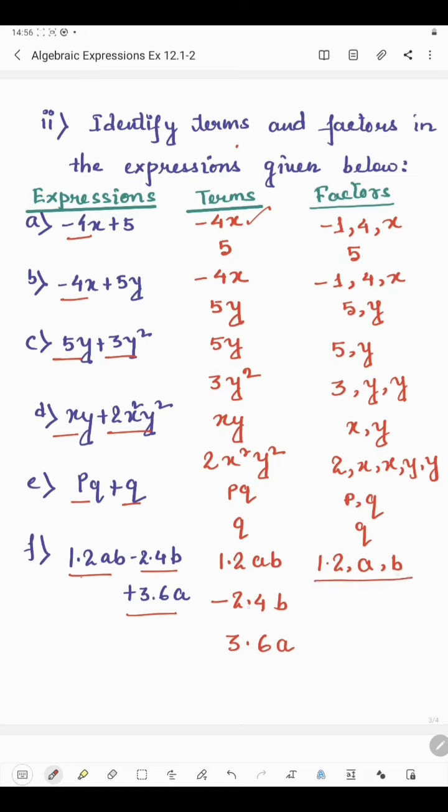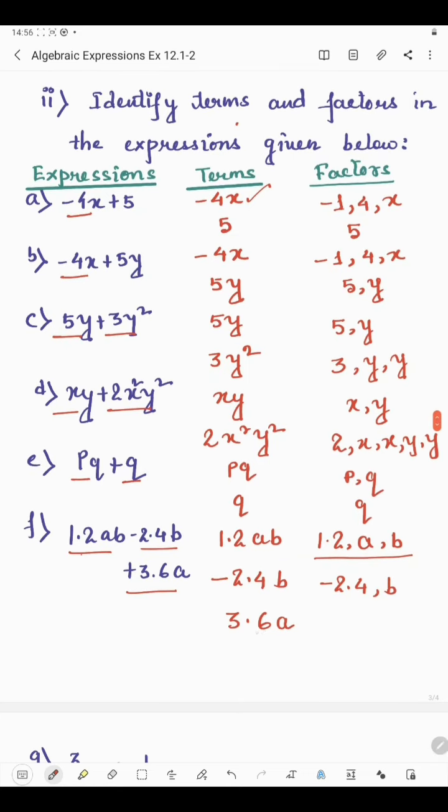Okay. Now we will have to find the factors of minus 2.4b. So here minus 2.4b means when you multiply minus 2.4 with b, you will get minus 2.4b. Right. And the last one is 3.6a. So 3.6 will be multiplied by a to get 3.6a. So these are the factors of 3.6a.